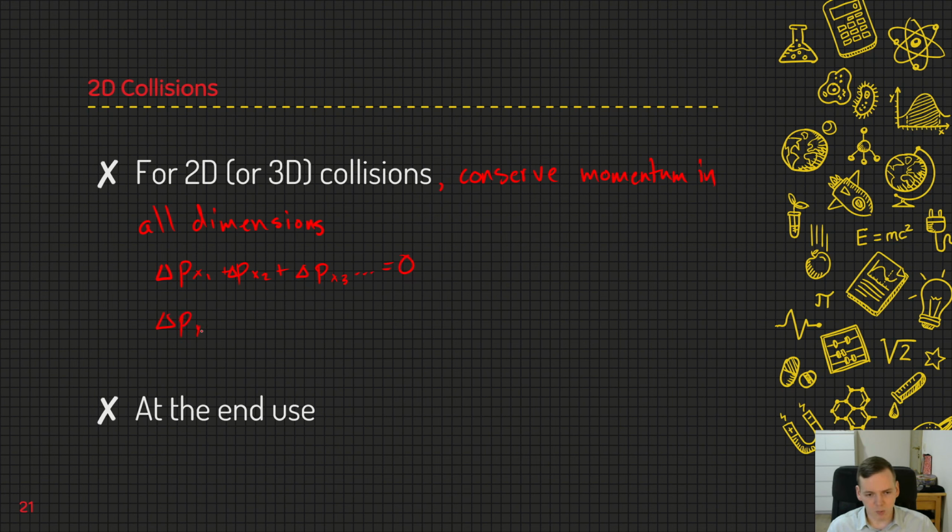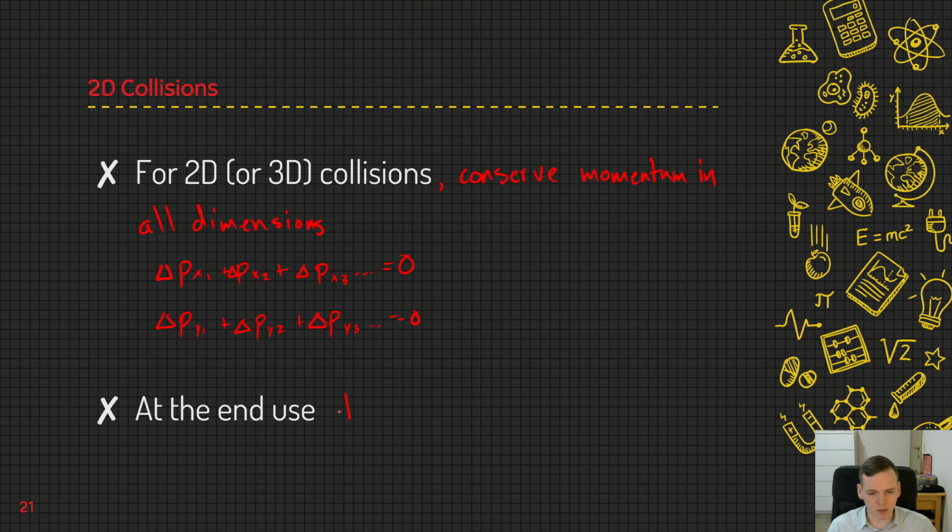Change in py1 plus change in py2 plus change in py3, etc. is equal to 0. So in other words, the first object's change in momentum in the x direction plus the second object's change in momentum in the x direction, third, etc. is equal to 0. Same thing for y, same thing if you had 3 dimensions. It's just looking at each dimension individually, do conservation of momentum, end up with the results.